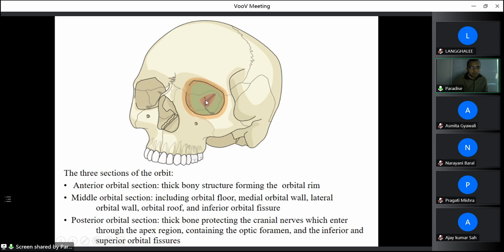The posterior orbital section is made up of thick bone protecting the cranial nerves which enter through the apex, containing the optic foramen and the inferior and superior orbital fissures. Okay, this pink color is the posterior section. It is made up of thick bone. It consists of the optic nerve.